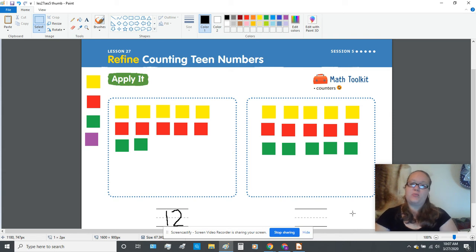Remember where you get your numbers from. There should always be a 1 at the beginning because we have one group of 10. We see that here with our yellows and reds. The next number will always be the extras, and in this case we used green to show our extras. Okay, so pause the video if you need some extra time. Write in what teen number you showed. Okay.